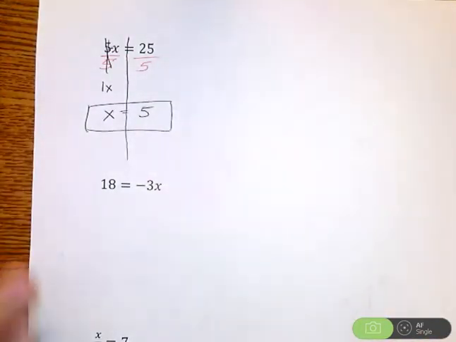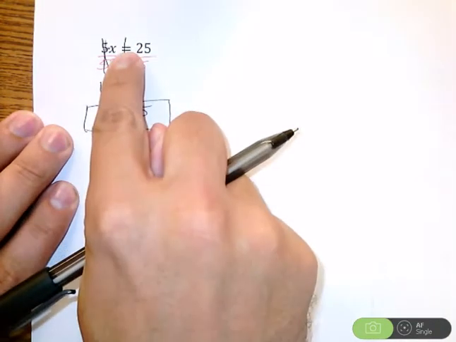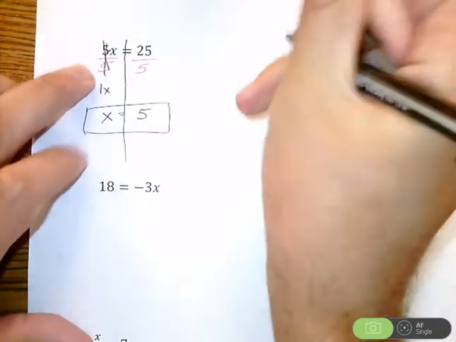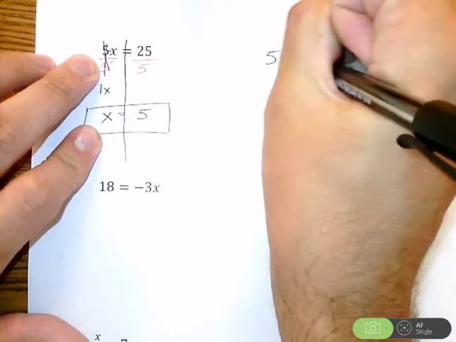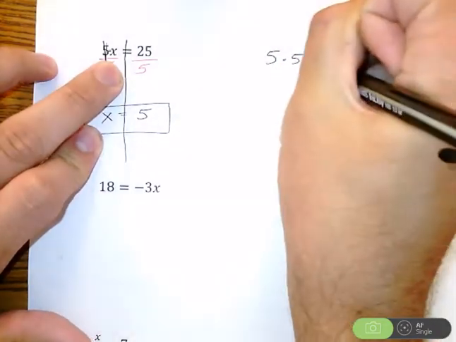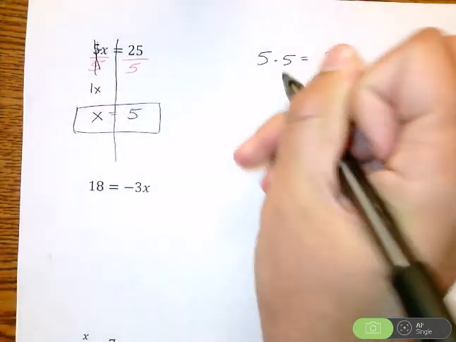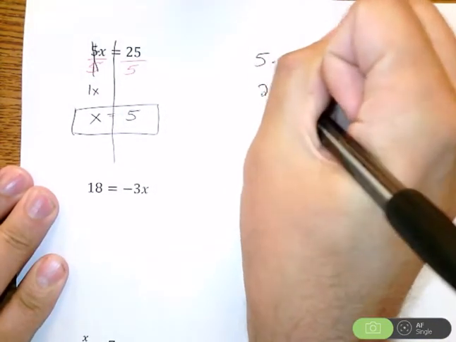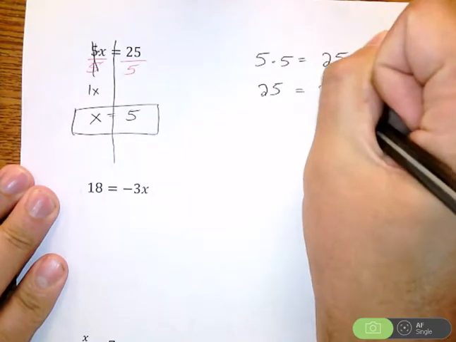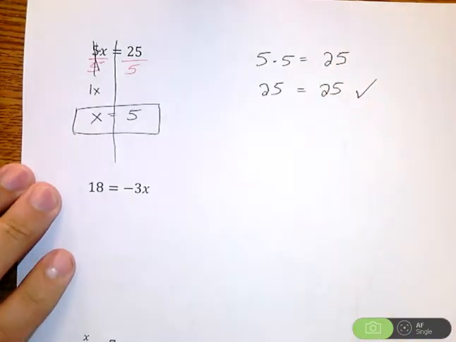As always, we want to check our work, so we're going to take this 5, plug it back in for x up top, and see if it works. So we're going to have 5 times 5, because I replaced the x, equals 25. Simplify the left, 5 times 5 is 25. Simplify the right, 25 is still 25, so it works.